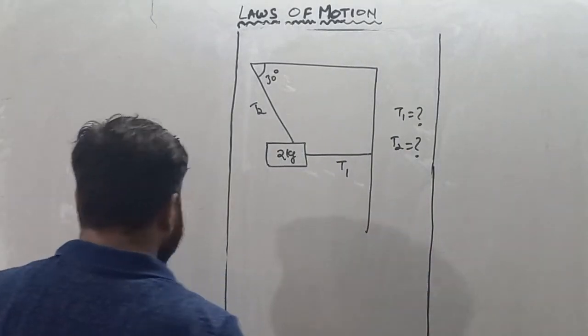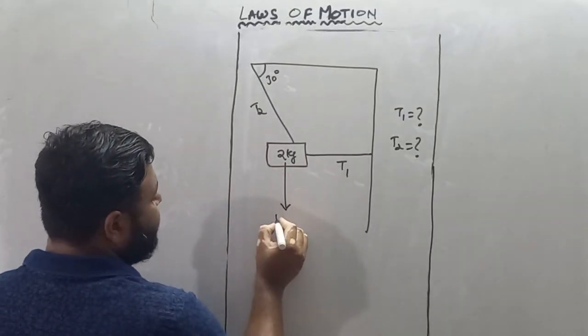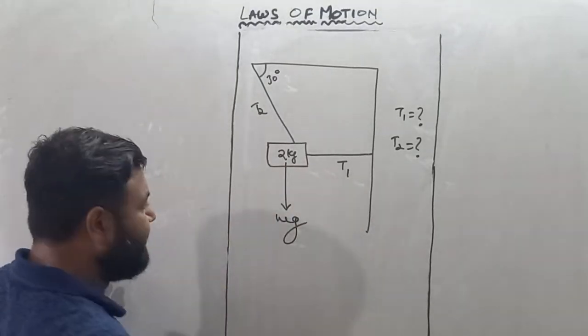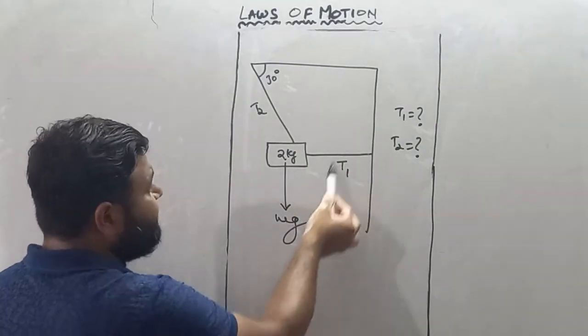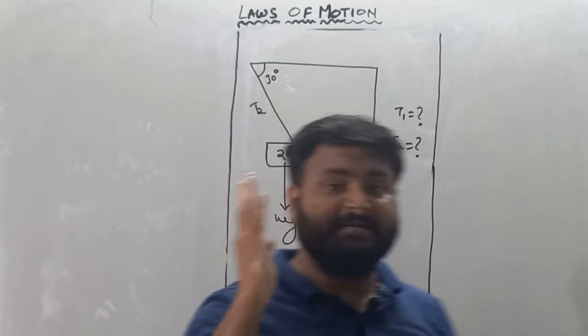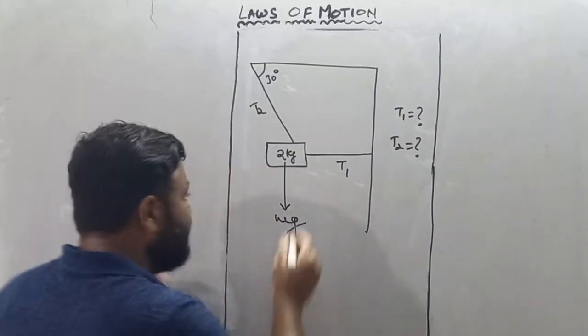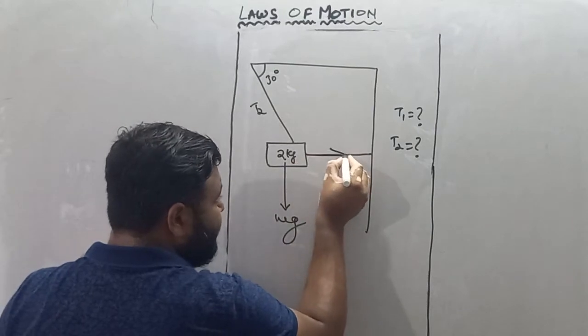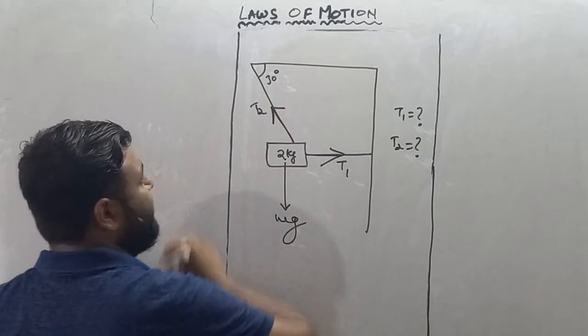See. First of all, we have to make the free body diagram. So vertically downward, it is mg. Now see, my dear student, there is a string in which tension is present and the value of tension is T1. We know that tension is always a pulling force directed away from the body. So we'll make the tension T1 away from the body. Similarly, tension T2 away from the body.